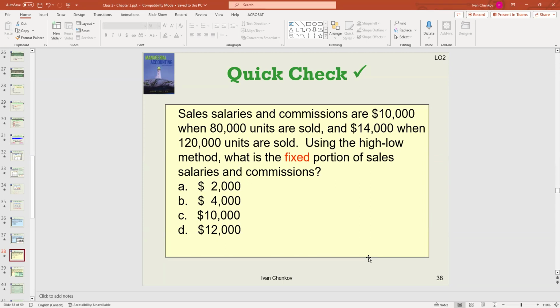The formula should look something like 10,000 will be equal to the fixed cost, which is a question mark, plus the usage of the lowest level, since I'm using 80,000 times 10 cents per unit. So 10 minus 8 is going to be 2,000. On the other hand, 14,000 equals fixed cost plus 120,000 times 10 cents per unit. Naturally, it's going to come 14 minus 12, 2,000. So the answer should be 2,000.